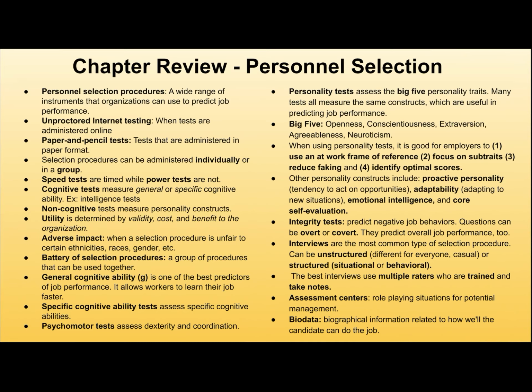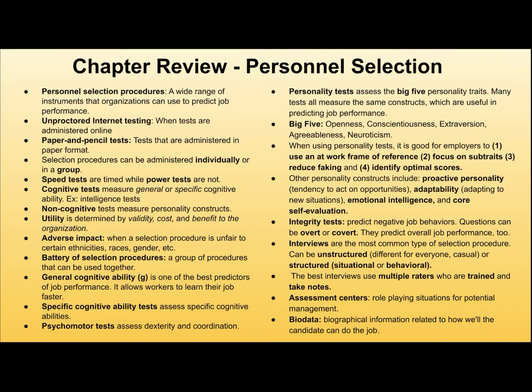General cognitive ability, called lowercase g, is one of the best predictors of job performance. It allows workers to learn their job faster. They learn new tasks faster. But as we mentioned, there is adverse impact of the general cognitive tests. They're not fair to minority groups. Specific cognitive ability tests assess a specific ability, such as mechanical thinking. Psychomotor tests assess dexterity and coordination. Remember, that's the one where the guy was pressing the different colored buttons and different numbers.